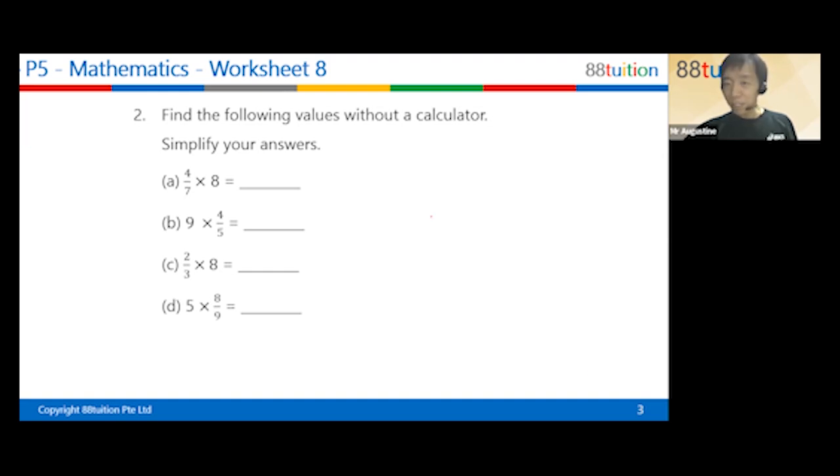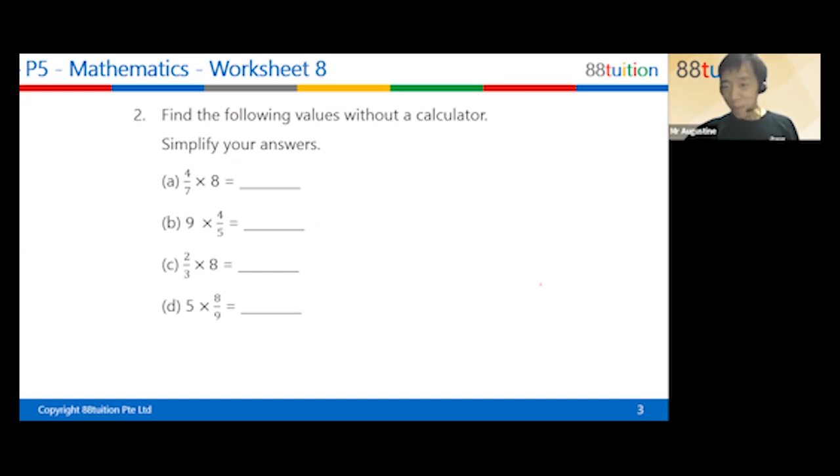4 out of 7 multiplied by 8, this first one. Okay, let's see the chat box. 2 out of 7. Okay, yes. Yes, thanks, Chloe. So you multiplied first before you converted it into a mixed number. Very good. Yes, Giselle, what about you? 4 whole 4 out of 7. Okay, yeah, that's a final answer. Very good.